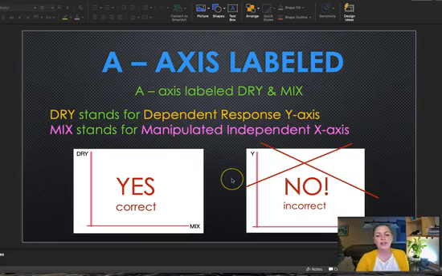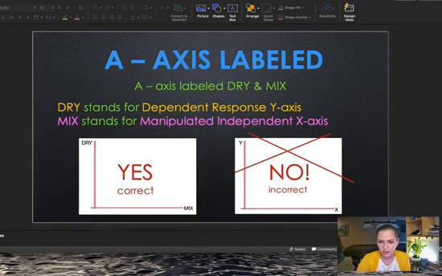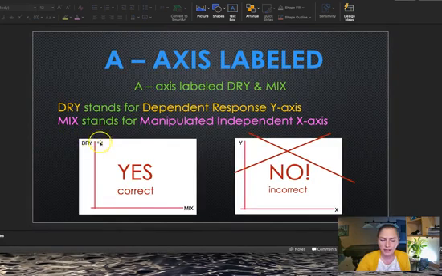As far as labeling your axes, all right, I like them to be labeled, and I want to make sure that you can see this in this video. I like them to say dry on the y-axis, mix on the x-axis. Okay, and the reason I want you to label it exactly like that is because when you write dry, what you're telling me is, Ms. Brinkman, I know that this is the dependent variable. I know the dependent variable goes right here.